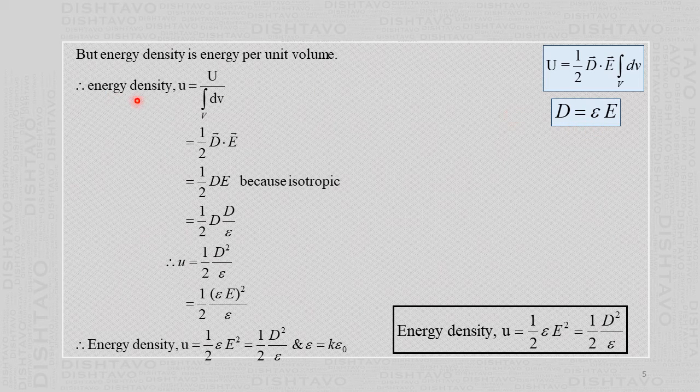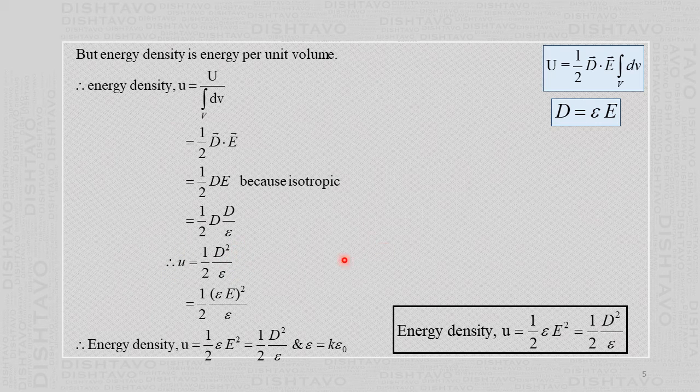So let us calculate the energy density. Energy density is energy divided by volume. So energy divided by volume gives half D dot E. If the system is isotropic, with the same direction, then all physical quantities have the same direction. So D dot E equals D E cos 0, and cos 0 is 1. Then from this equation E equals D by epsilon. When you substitute, you get half D squared by epsilon. This is one expression for the energy density.